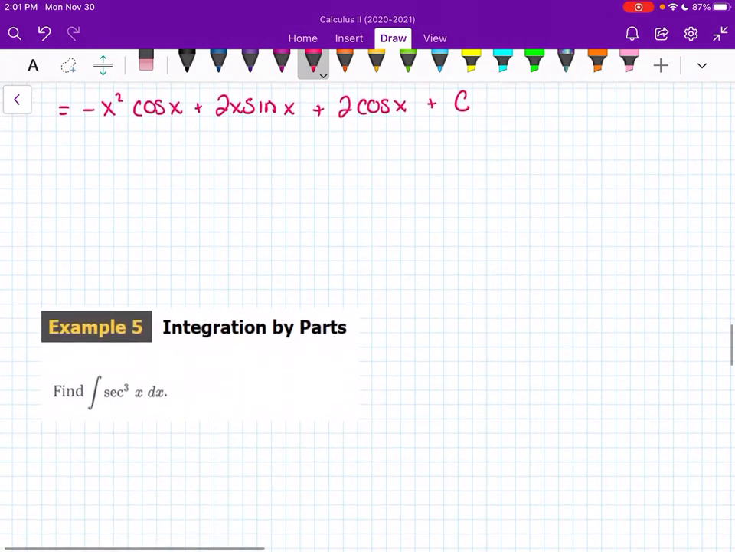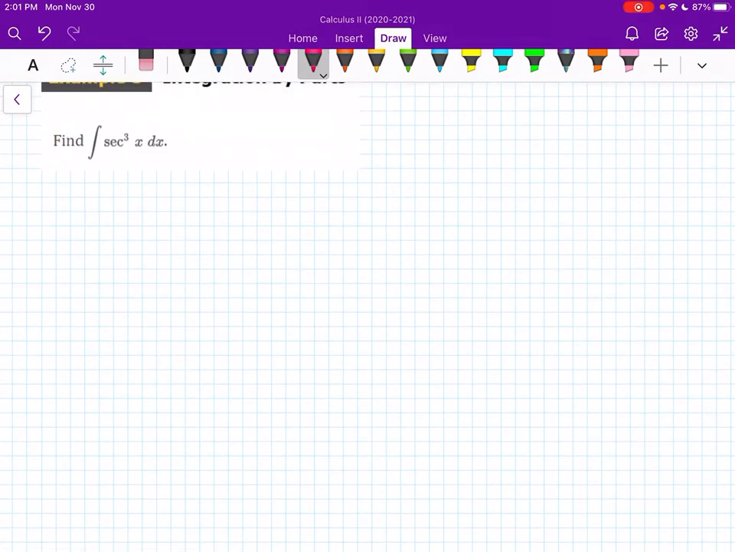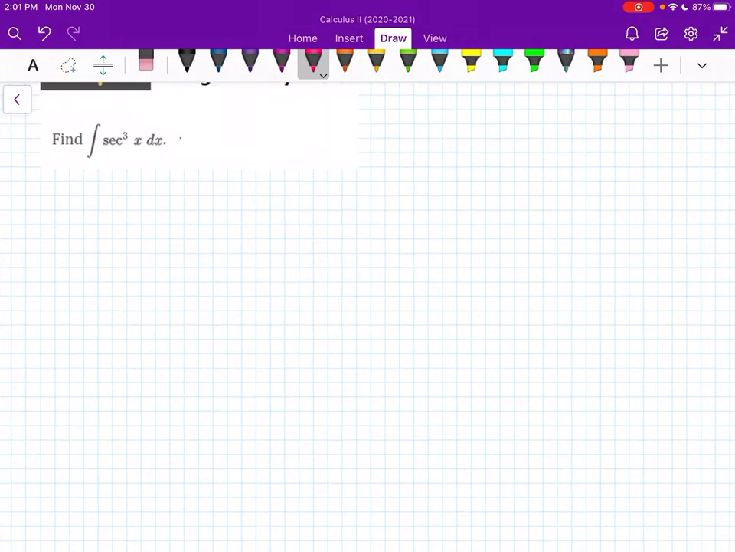Great. Our next example is finding the integral of secant cubed x dx. So this one is a little bit trickier. So I'm going to rewrite this as the integral of secant of x times secant squared x dx. And writing it like that helps me see that I'm going to actually do u as secant of x and dv as secant squared of x. I know it's not intuitive, but once you see it, hopefully you'll be able to see this trick again.